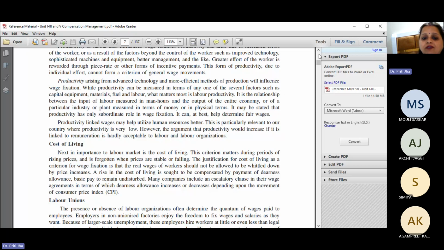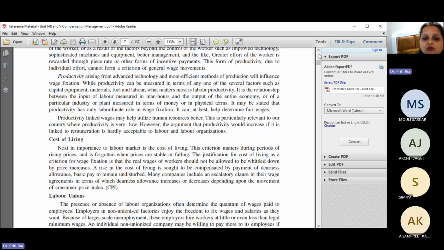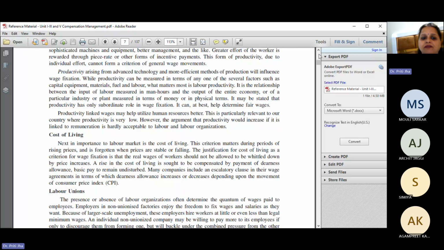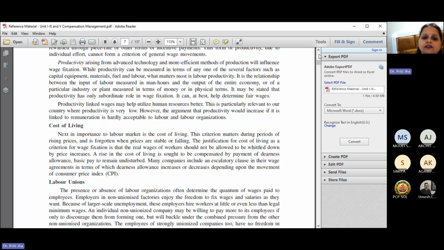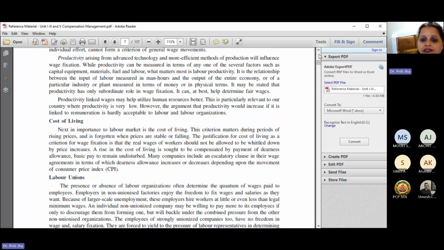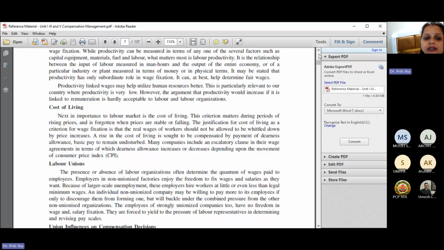A rise in the cost of living is sought to be compensated by payment of dearness allowance, for basic pay to remain undisturbed. Many companies include an escalatory clause in their wage agreements in terms of which the dearness allowance increases or decreases depending upon the movement of the consumer price index, that is known as CPI.